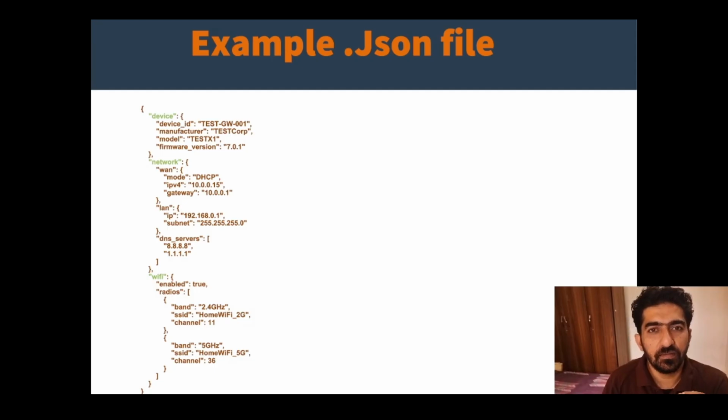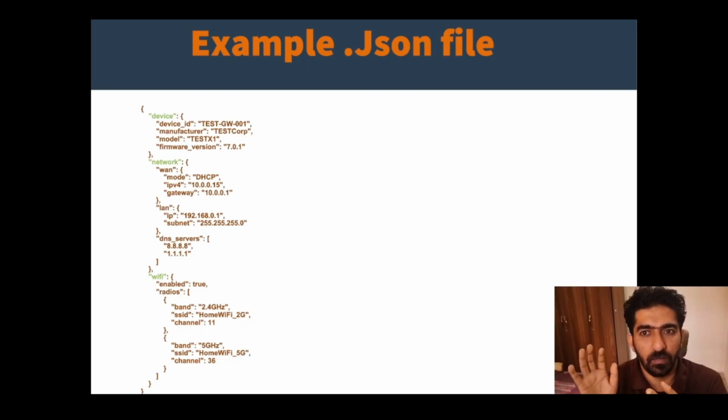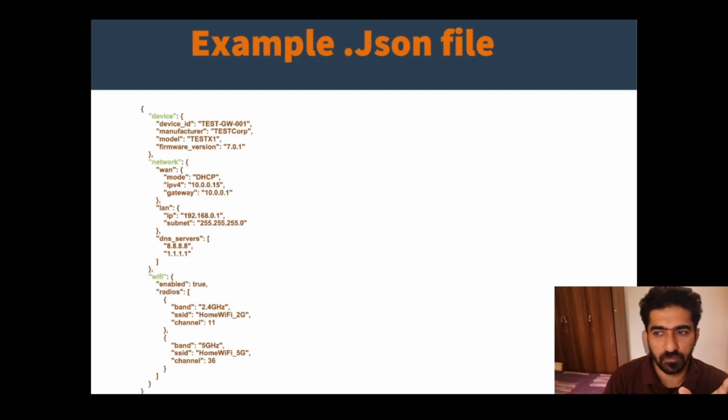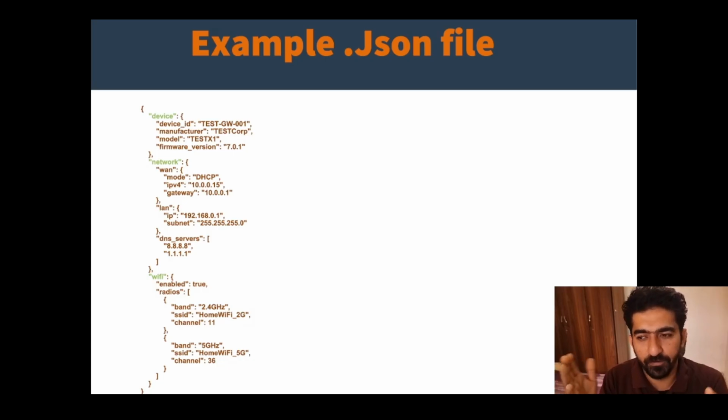So if you see here, this is the JSON file that we'll be creating using our C program. This will be the result of your program. Our library will create this data on the go by using C APIs. First of all, this is an example of Wi-Fi and network data of a router or something.